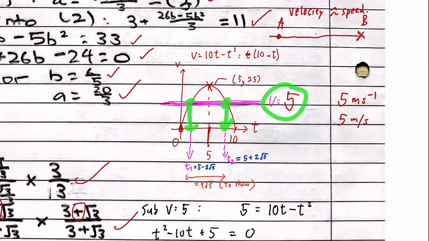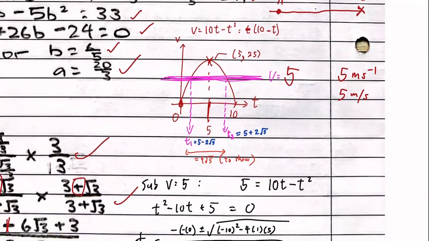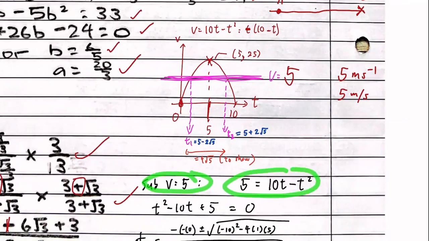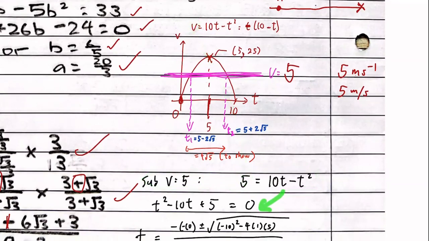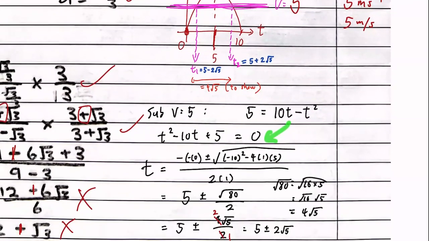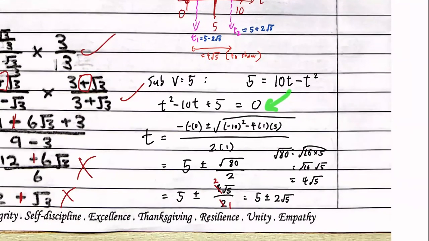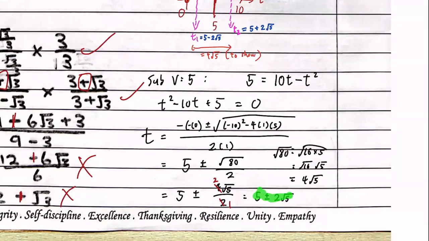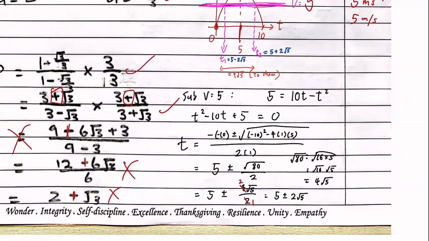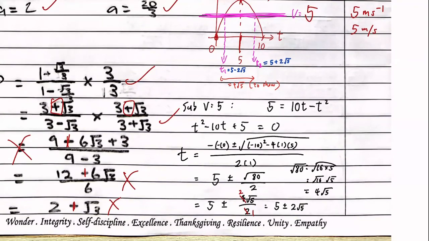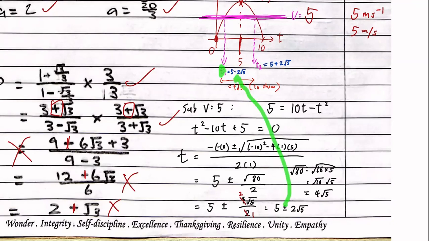I just need to substitute v equals to 5. Does it make sense? So that's what I do here. I sub v equal to 5 into the equation, then I solve for t. Using quadratic formula, I rewrite it in standard form, right hand side is 0. I solve, I get 5 plus minus 2 root 5. Then from the context, I know that there will be an earlier time t1 and a later time t2. Earlier time must be smaller, so it must be the minus, 5 minus 2 root 5. Then the later time is plus.